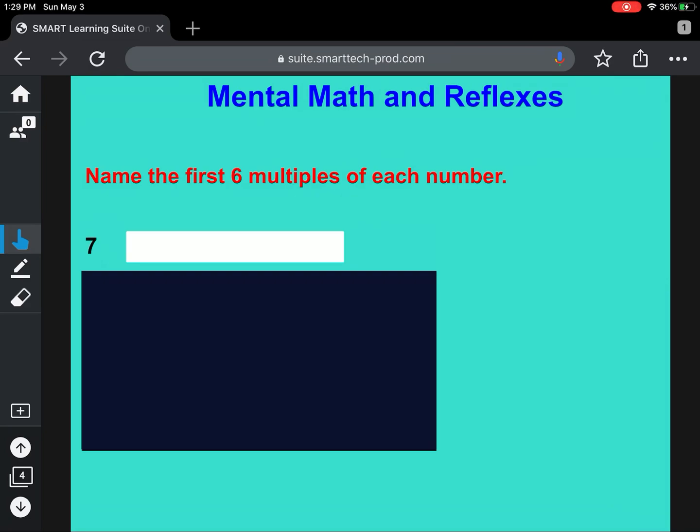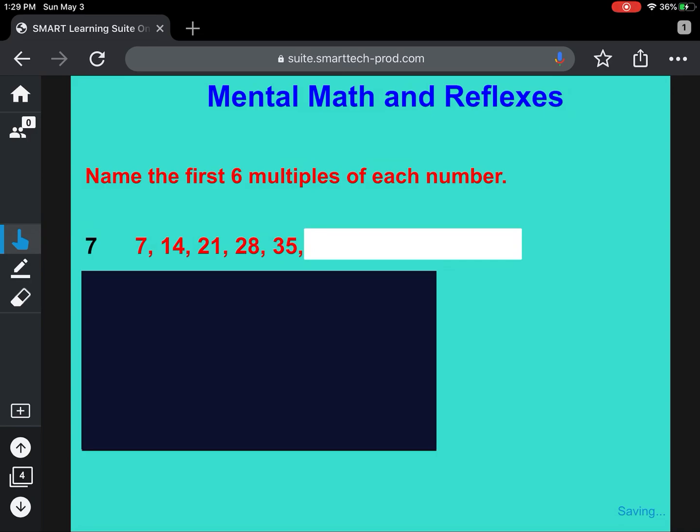For the first 6 multiples of 7, you should have written 7, 14, 21, 28, 35, and 42. If you had those right all by yourself, pat yourself on the back because that was a little bit challenging.